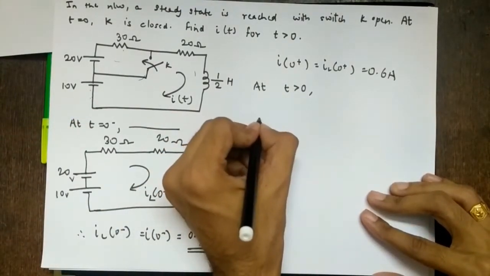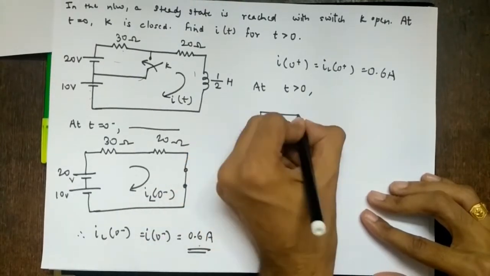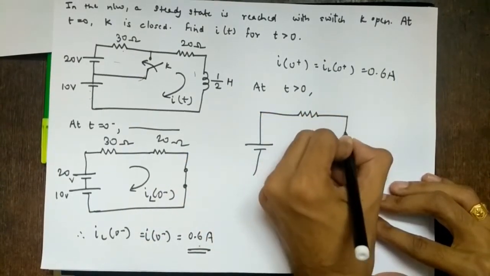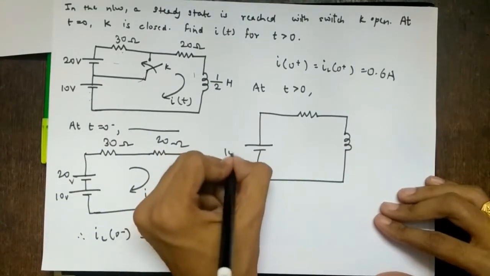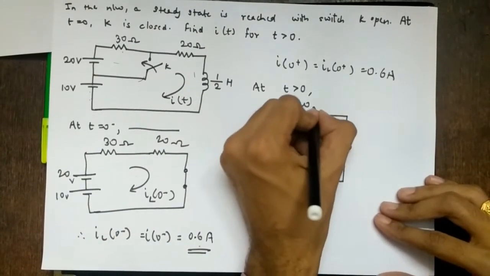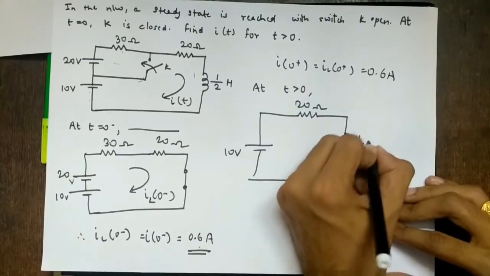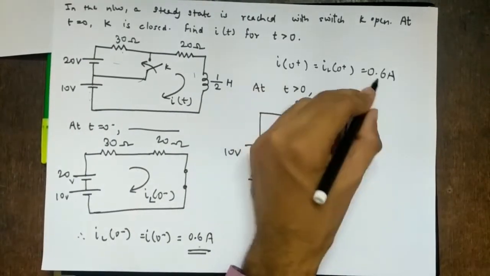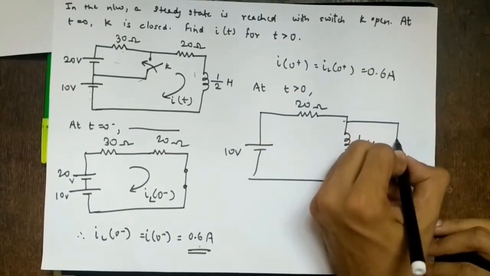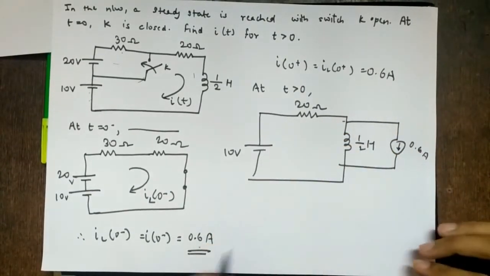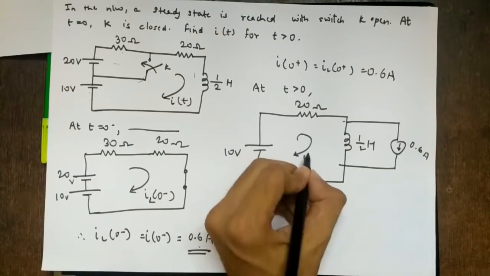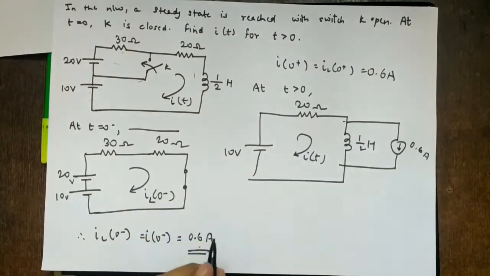So what will be the diagram? This is the inductor, this is 10 volts, this is 20 ohms, this is half Henry. But you check, the current through the inductor is 0.6 ampere. So again I'll take this as 0.6 ampere. Then what do you have to do? This is I of t, just apply KVL.